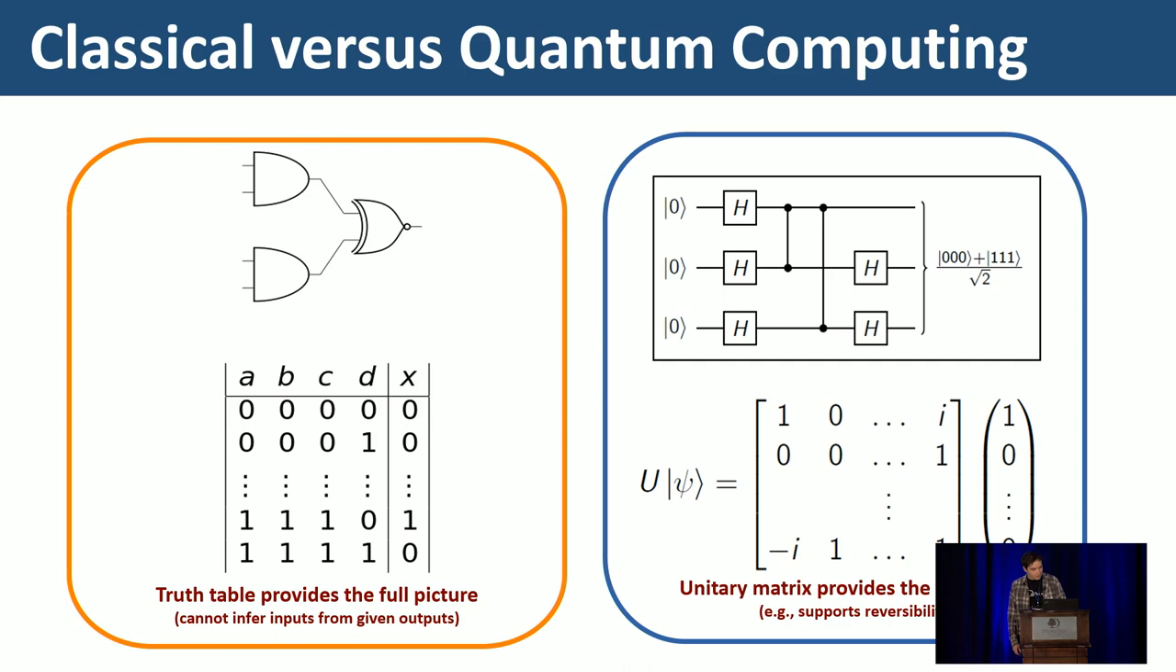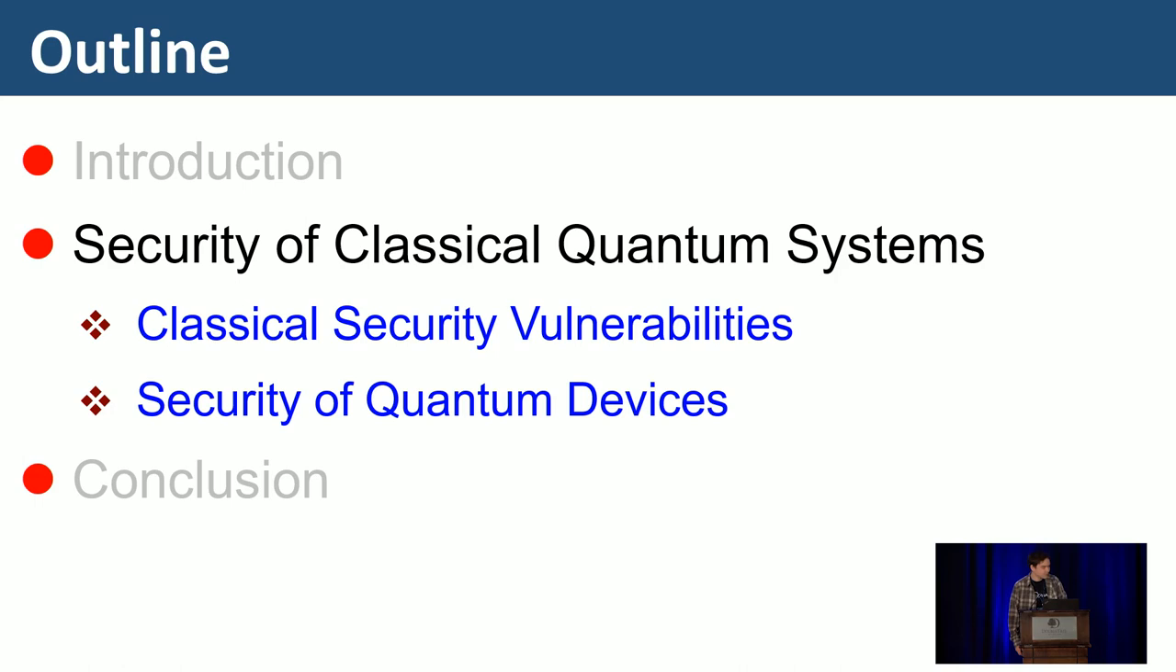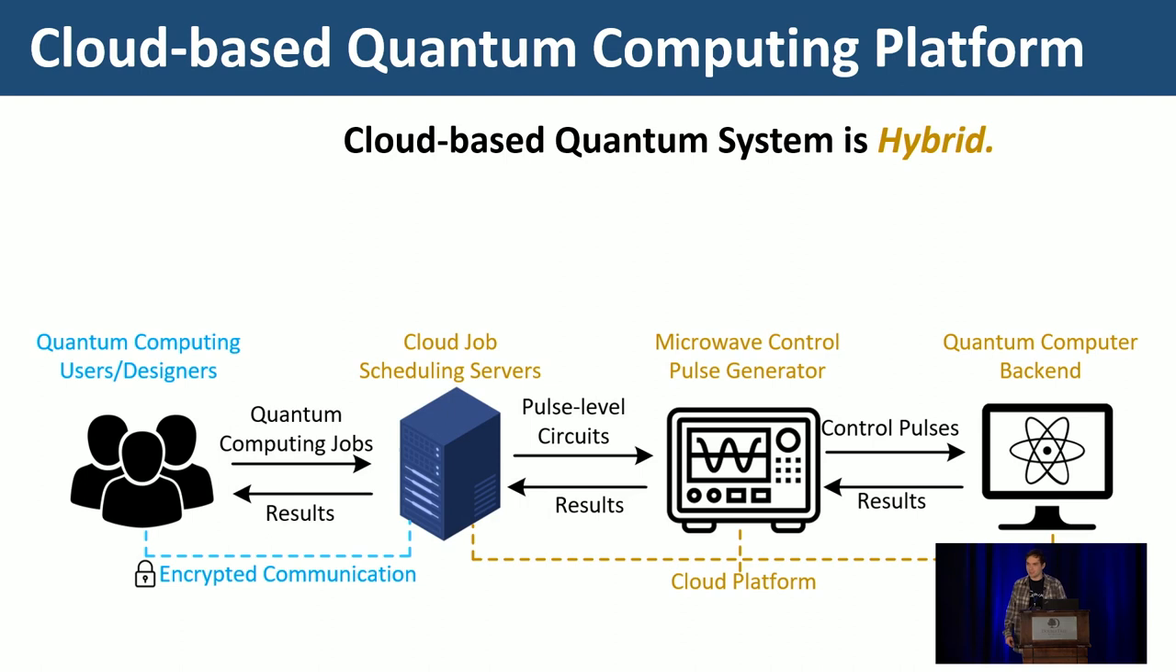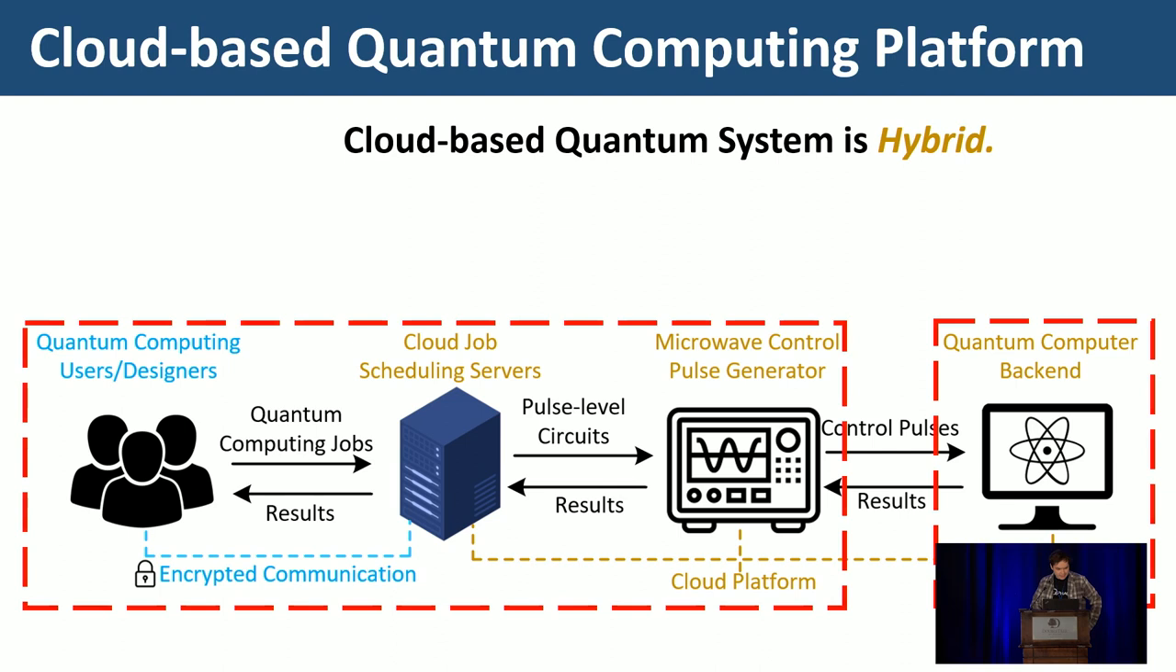Okay, now I'll talk about the classical security vulnerabilities and the quantum security vulnerabilities. As alluded to in the previous talks, quantum computing will most likely exist on the cloud. So you have a cloud component where your laptop sends jobs to some cloud provider. The cloud provider has its own classical computers that process that information and send pulses to the quantum computer. Each of those stages has its own security implications and vulnerabilities.